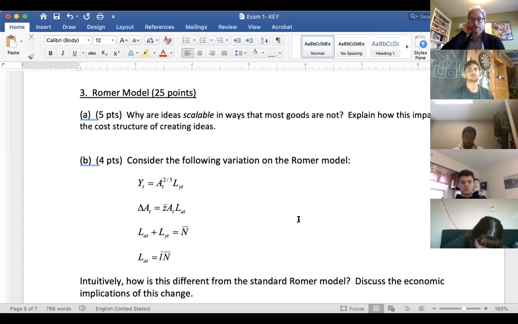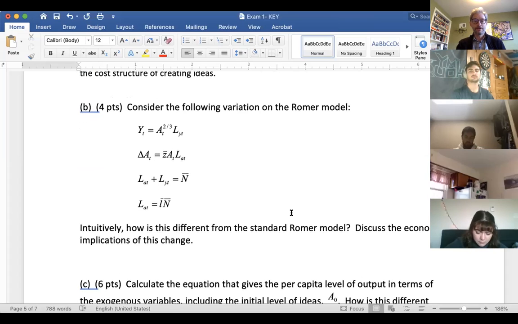Ideas also have very large fixed costs, which means that they have declining average cost. And falling average cost means that there's going to be economies of scale. The more you produce, the cheaper it is. And that also contributes to the scalability of ideas. So I was really looking for two things here. You talk about the nature of intangible ideas, but also talk about the cost structure of ideas and how ideas have falling average cost, and that also encourages them to be scalable.